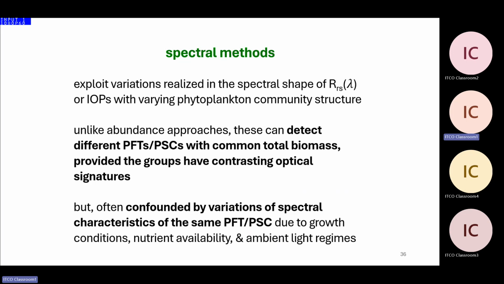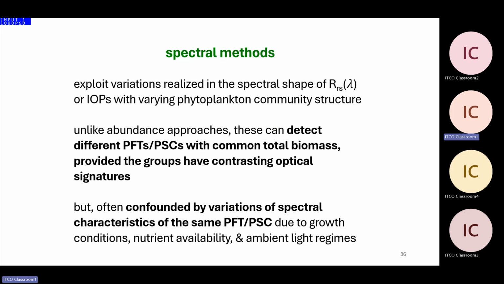The other approach, the other pathway, is what we call the spectral methods. So instead of looking at just one parameter, you tend to look at the shape, whether it's the shape of the reflectances or the radiances, or even the inherent optical properties that you've derived. And it allows us to step beyond phytoplankton size classes into more of the PFT, or taking different groups out.